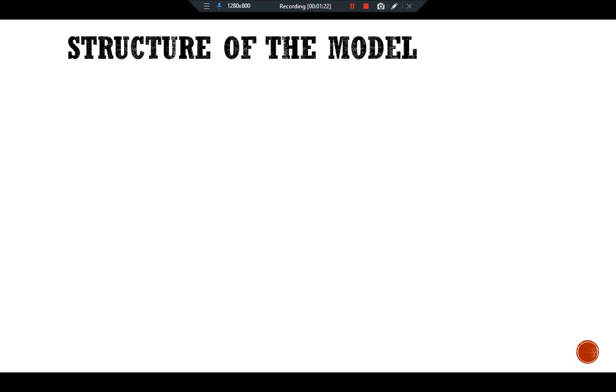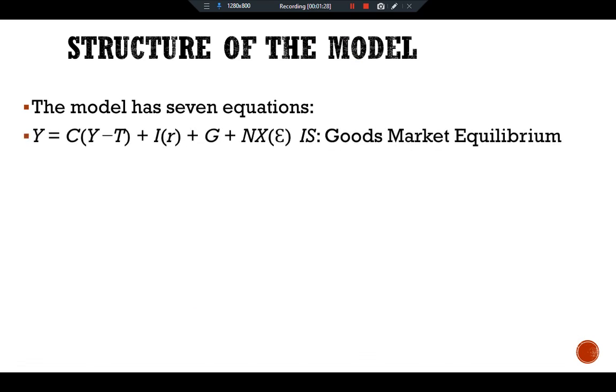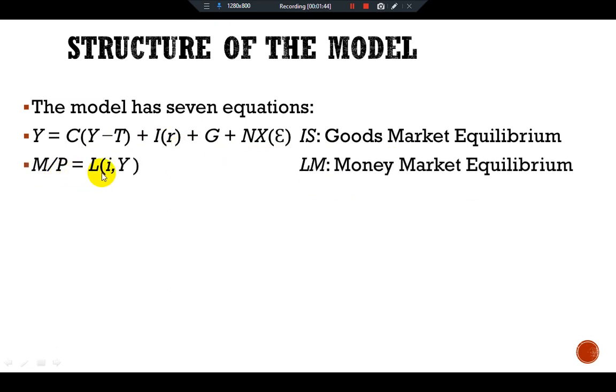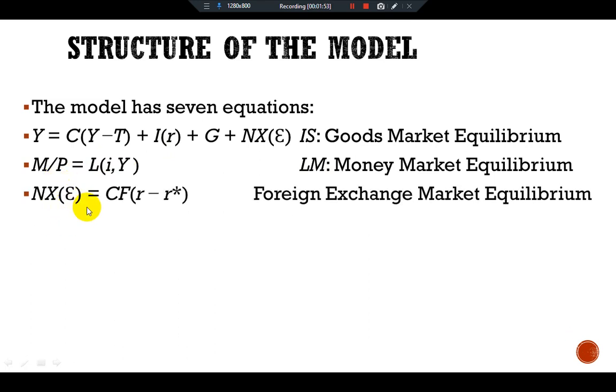Structure of the model. The model has 7 equations. The first one is Y = C(Y - T) + I(r) + G + NX(ε). This is our IS goods market equilibrium equation. Second, M/P = L(i, Y). This is our LM money market equilibrium equation. Third, NX(ε) = CF(r - r*). This is our foreign exchange market equilibrium equation.